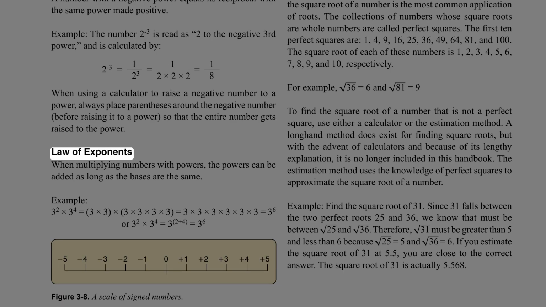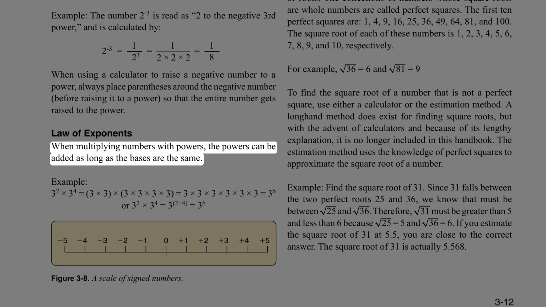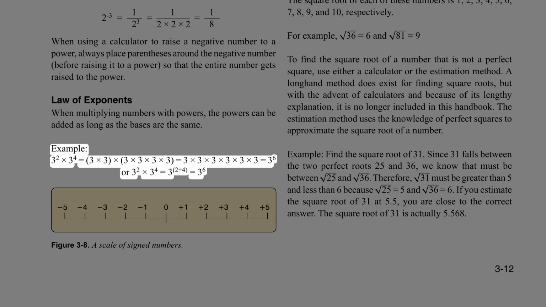Law of exponents. When multiplying numbers with powers, the powers can be added as long as the bases are the same. Example: 3 squared times 3 to the 4th equals 3 times 3 times 3 times 3 times 3 times 3, which equals 3 to the power of 2 plus 4, or 3 to the 6th.